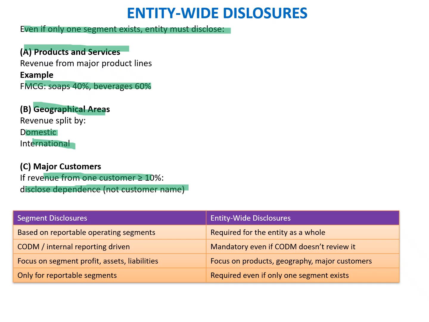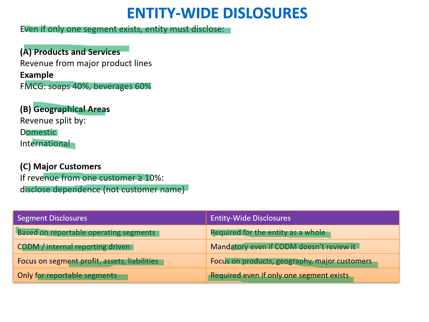And we have also brought up the differences between segment disclosure and entity-wide disclosure. While segment-wide disclosures are based on the reportable, operating segment, entity-wide disclosures are required for the entity as a whole. Segment disclosures are CODM and internal reporting driven. Entity-wide disclosures are mandatory even if CODM doesn't review them. Segment disclosures focus on segment profit and assets and liabilities, while entity-wide disclosures focus on products, geography, and major customers. Segment disclosures are only for the reportable segment, while entity-wide disclosures are required even if only one segment exists.